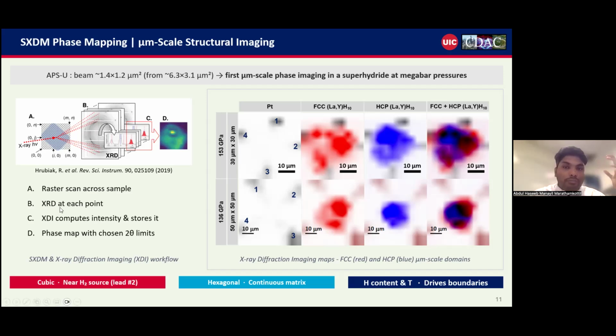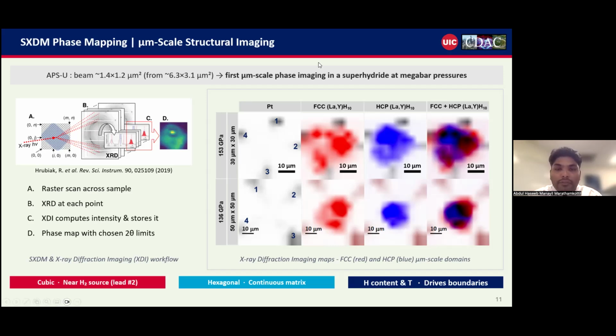The workflow is shown on the left here. We raster scan the focused X-ray beam across the sample on an 11 by 11 grid with steps of 2 to 3 microns. At each point, we collect a full 2D X-ray diffraction pattern. The XRDM software then integrates the intensity within user-defined 2-theta windows that are specific to each phase, and assembles those integrated intensities into a 2-dimensional spatial map.